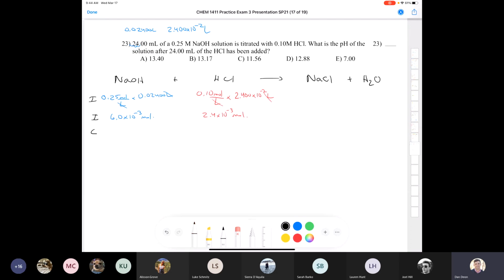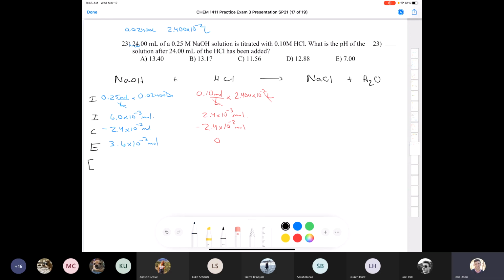And so when we evaluate what our change is going to be, we're going to lose 2.4 times 10 to the negative 3 moles of sodium hydroxide, and we're going to lose all of the HCl. That's going to be gone. Yes, we're going to form some sodium chloride, but we're not interested in that because sodium chloride doesn't affect the pH of the solution. So after the neutralization has occurred, we're going to end up with no hydrochloric acid, but we're going to end up with how many moles of sodium hydroxide? We punch this in our calculator, and we get 3.6 times 10 to the negative 3 moles.